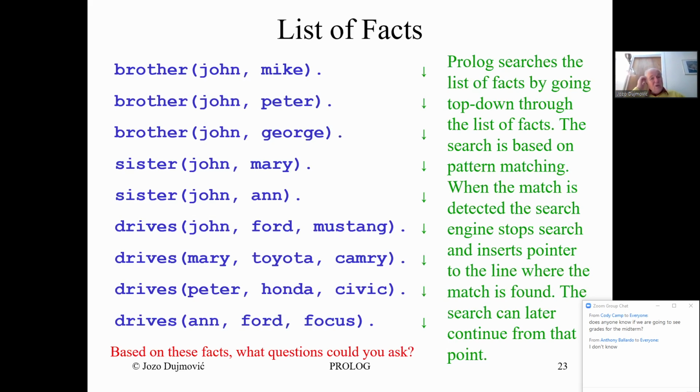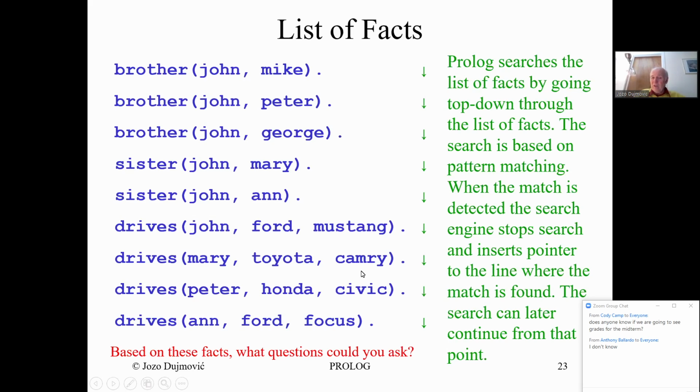one question that we can ask: who is the sister of John who drives a Toyota? So is there a sister of John who drives a Toyota? John has a sister, Mary, and sister Anne. And Mary indeed drives Toyota. Anne is driving another car. So the solution is that sister of John is Mary, and Mary drives Toyota. So the question is how to ask that question. And Mary drives Toyota Camry.